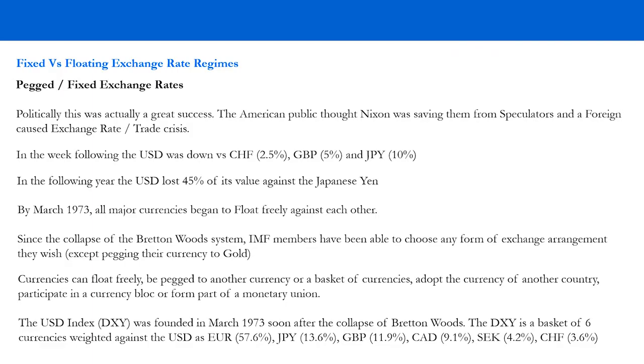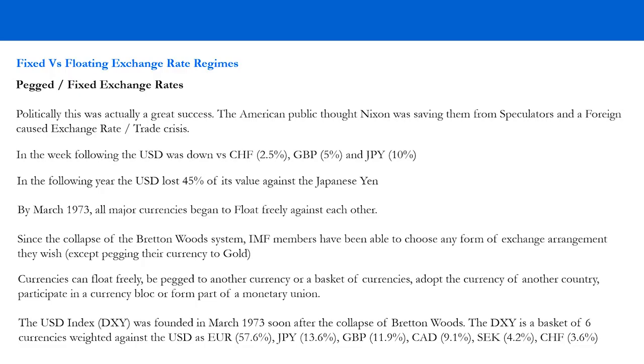The American public actually thought Nixon was saving them from speculators and a foreign-caused exchange rate or trade crisis. So it's the beggar-thy-neighbor policy: blame your foreign trade partners for the problems in your own currency, when actually the problems were stemming from an uncontrollable deficit and the currency being pegged at the wrong value, or at a level that couldn't maintain international trade with trading partners sensibly.